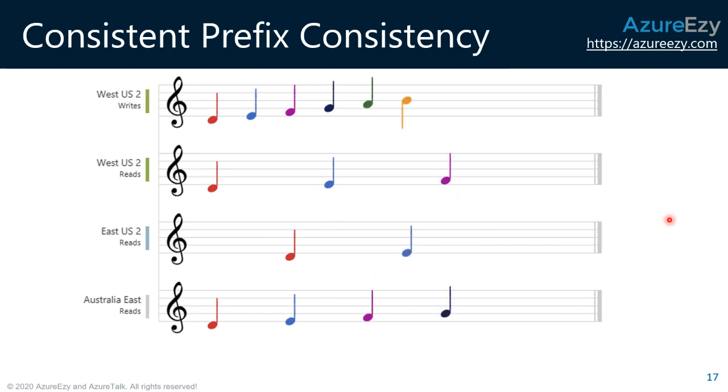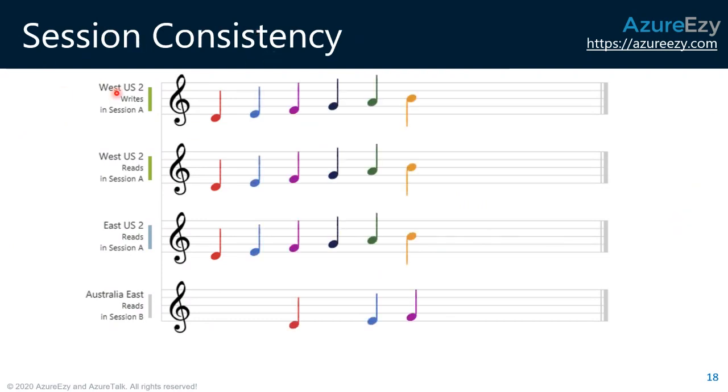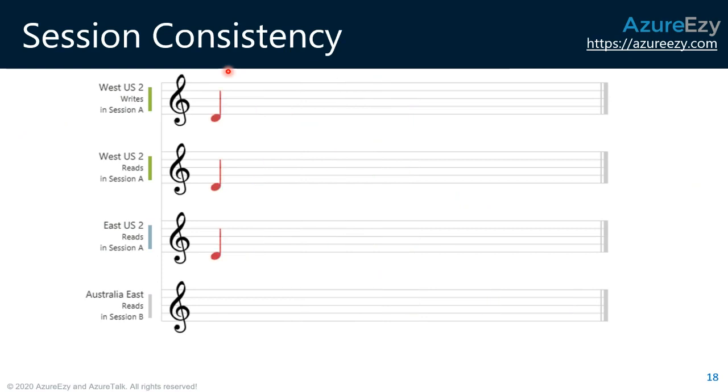Let's move ahead to session consistency. This is the default consistency of Cosmos DB. When you create an account, this is what is always selected. And if you want a different one, you need to select it accordingly.